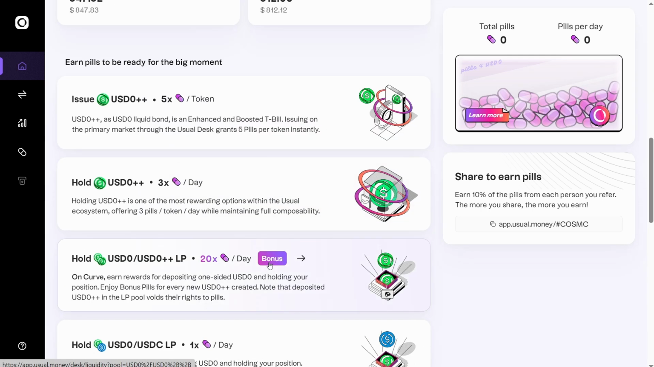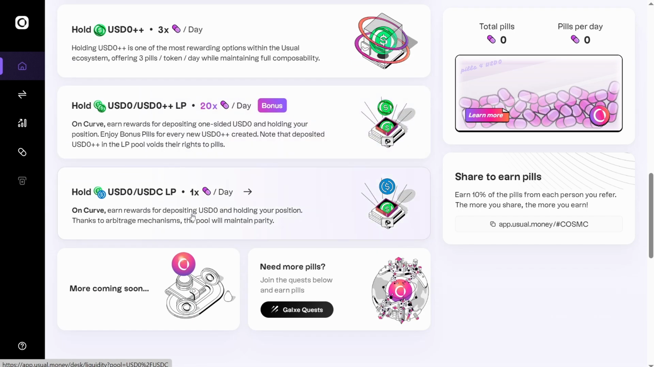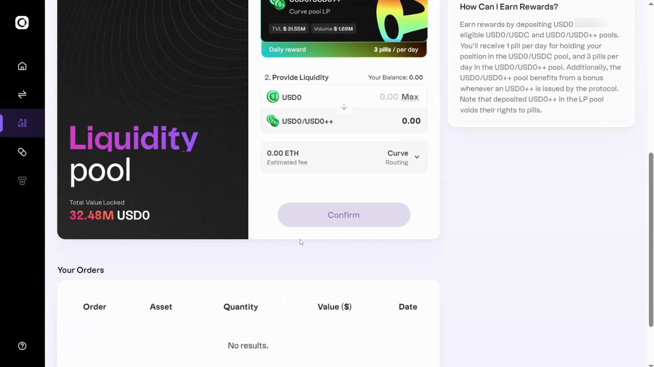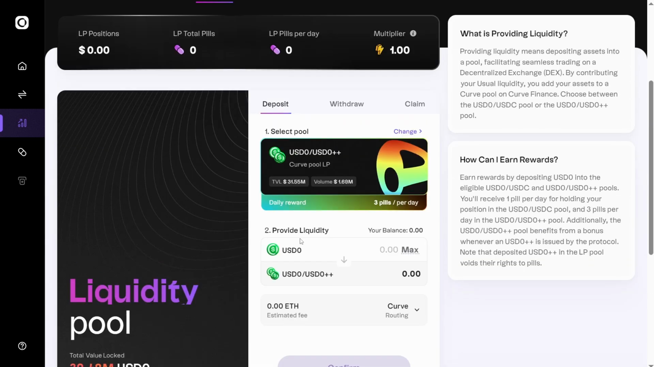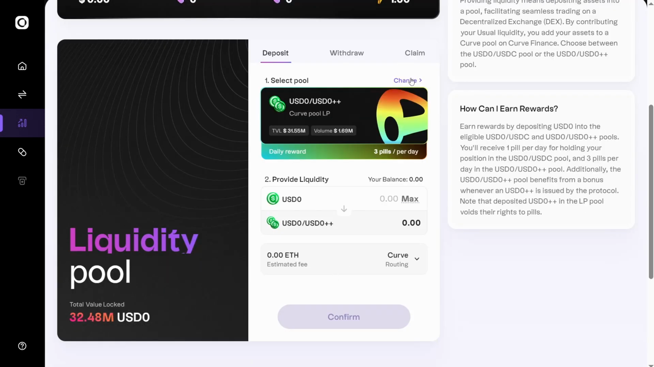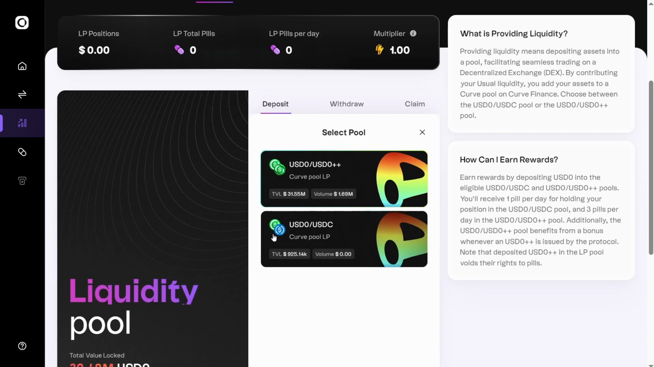Scroll down. Another option is to add liquidity to the pool on Curve Finance. Just click on this option. Here you will see the pool, its TVL, volume, and you can select how much you want to add to this pair in a 50-50 proportion. You can also select another pool, USD0 USDC, which has around $1 million TVL, and the trading volume over the past 24 hours is 0 for now. This is because the pool was created recently.